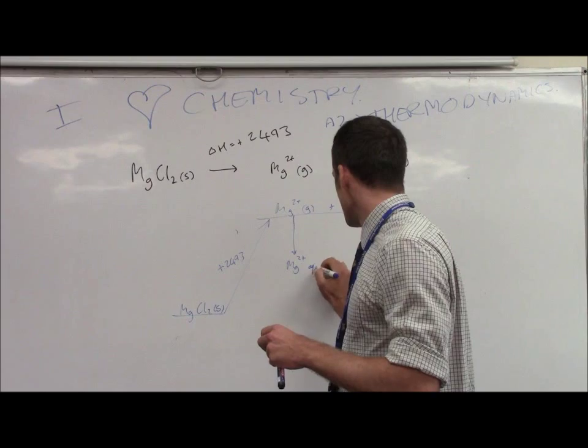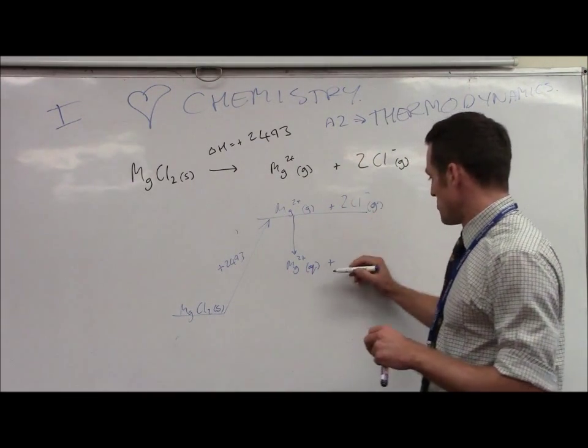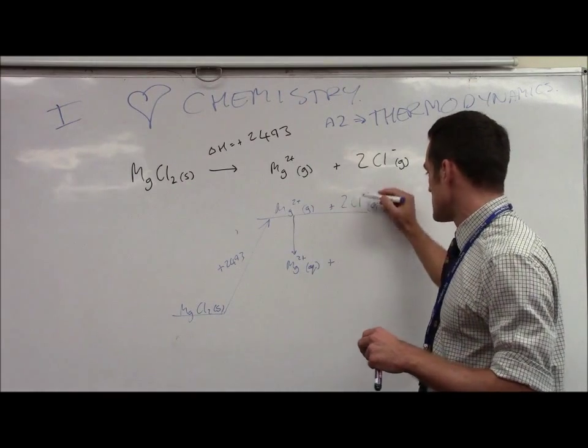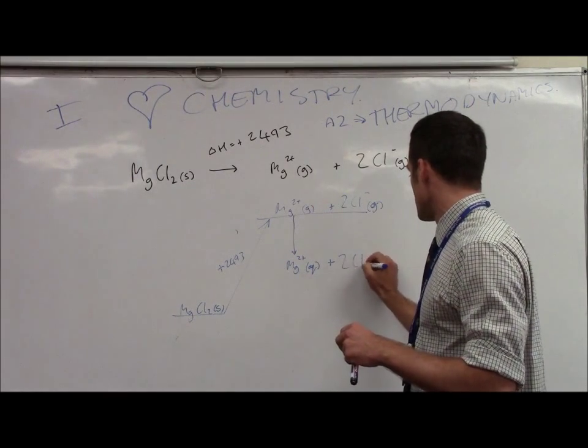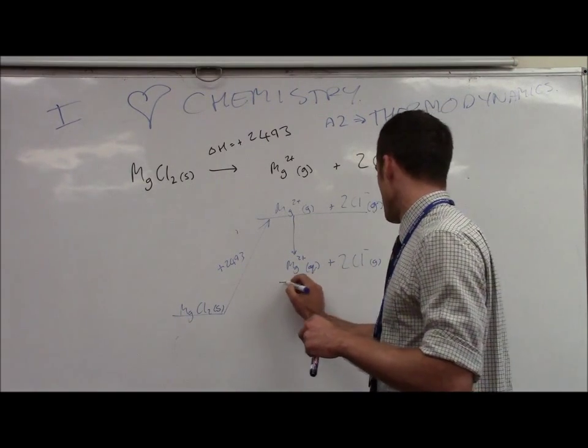Make them aqueous, hydrate those. Do one step at a time though. If we've done this change, then nothing happens here, so just leave them as they are, but write them in, 2Cl minus gases. You've got to have everything written at every step.